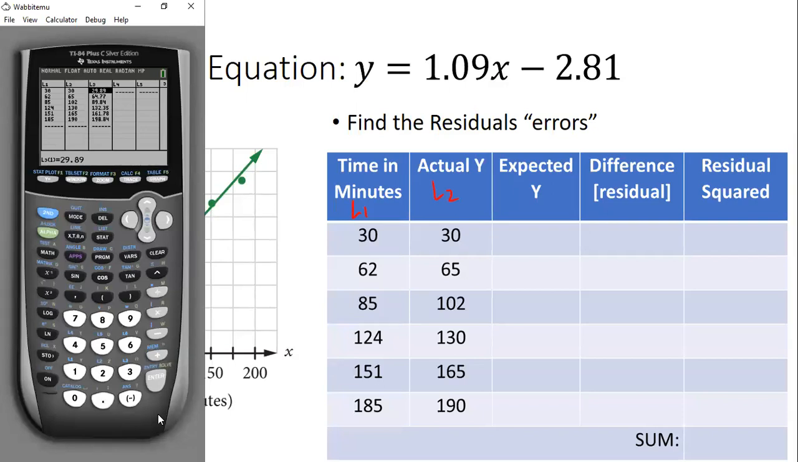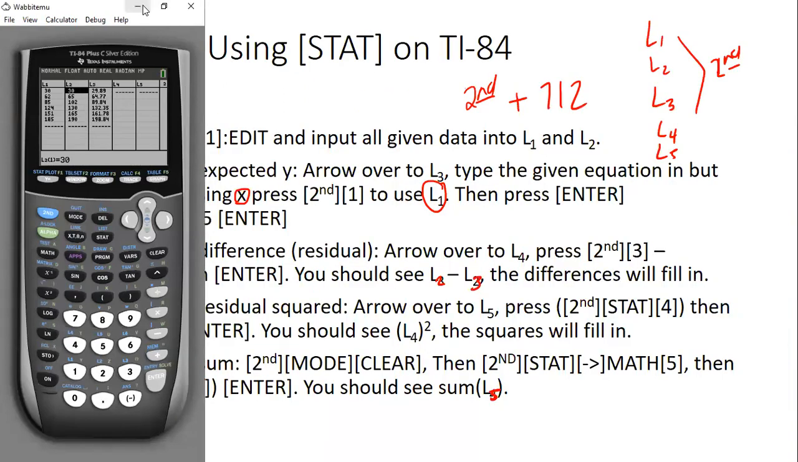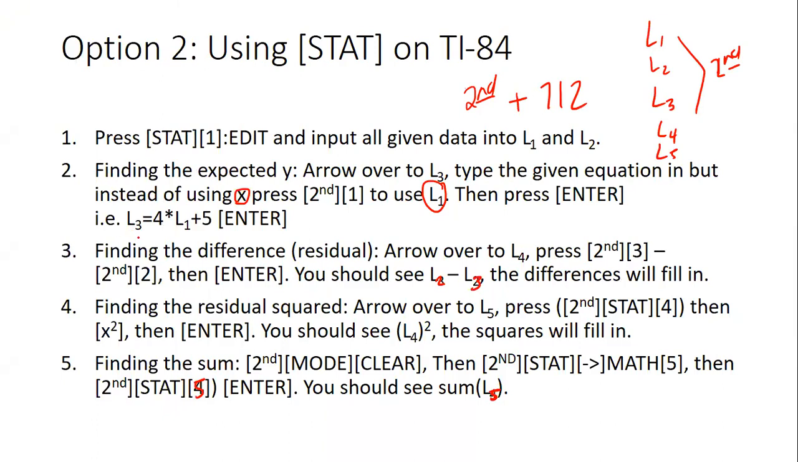Where are you at? All I did was write L1. Guys, you got to learn to trust the notes. It says right here, here's an example. In your L3, you should have your slope times L1 plus your y-intercept, whatever's given to you. And then you press enter.